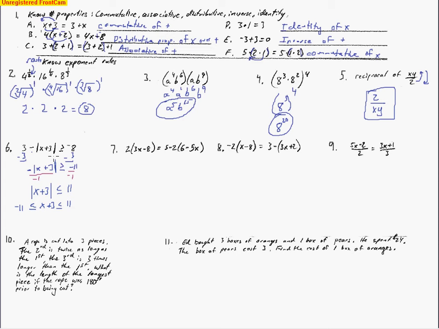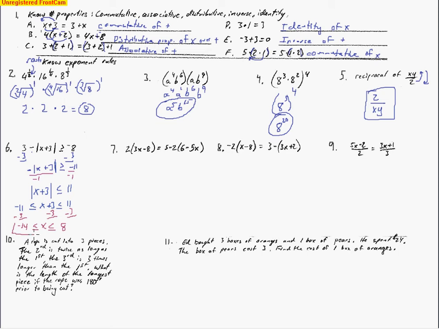From that point, you just have to move that 3 over, so I'm subtracting 3 from all sides. When I do that, I end up with negative 14 is less than or equal to x, which is less than or equal to 8. That would be our answer.